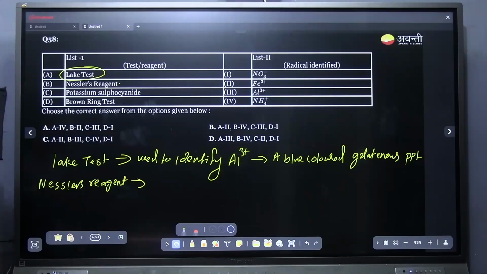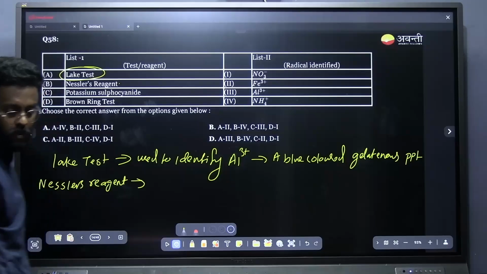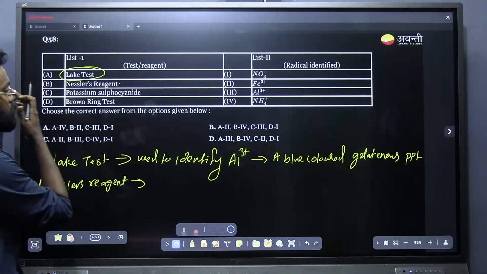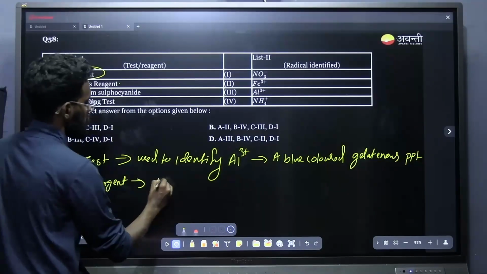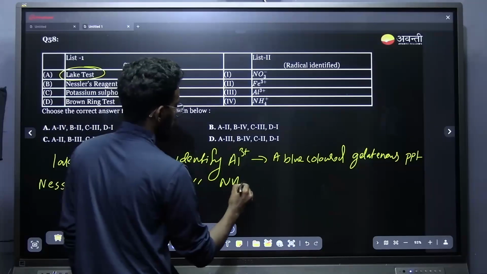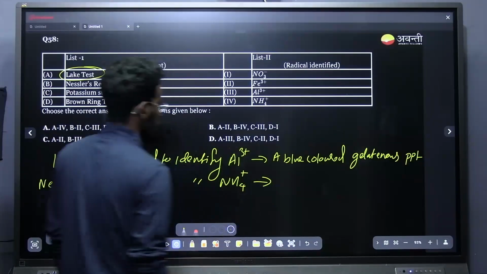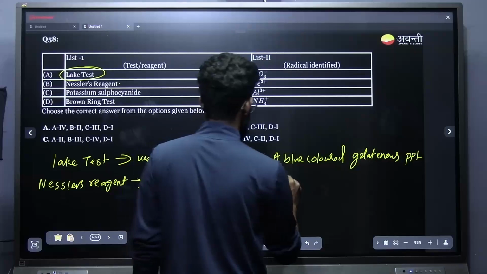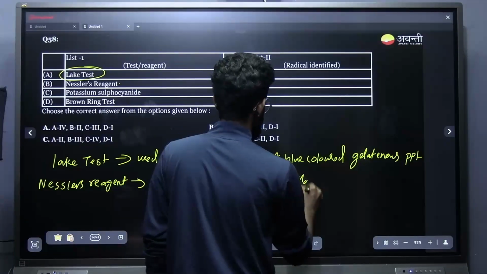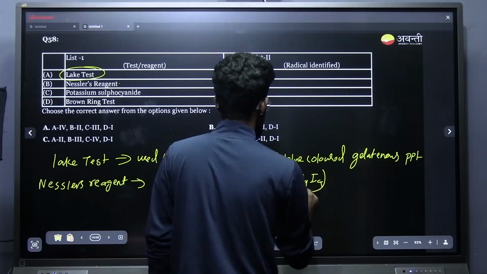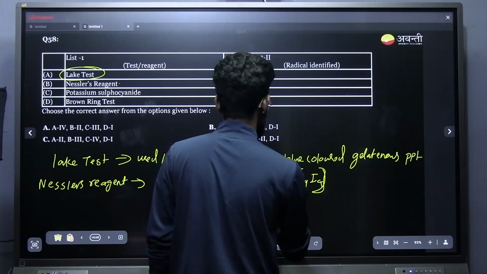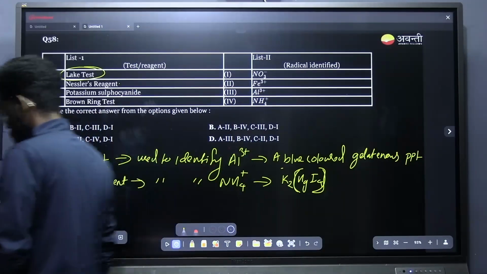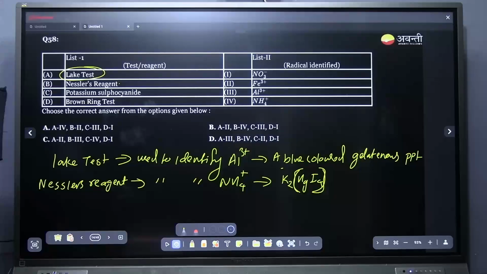Nessler's reagent is used for the detection of which element? Yes, D. Very good. Ammonium ion, used for the detection of NH4 plus. And what is Nessler's reagent? K2HgI4 is Nessler's reagent. Just note down the formula also, because it can be asked in any of the questions.